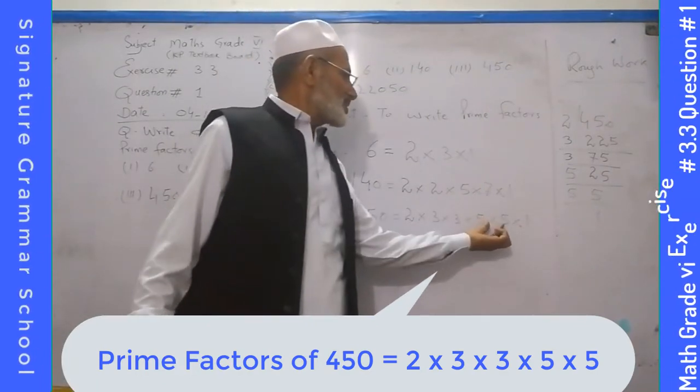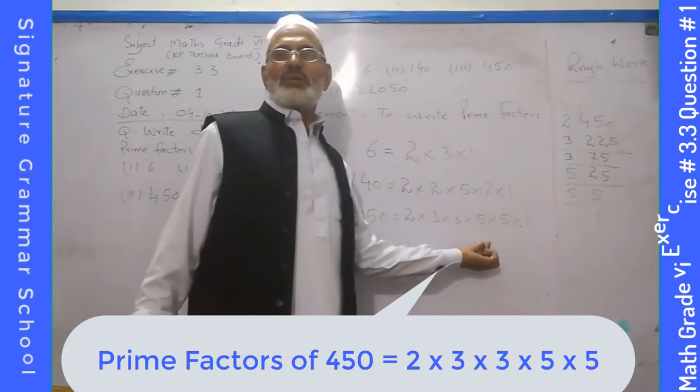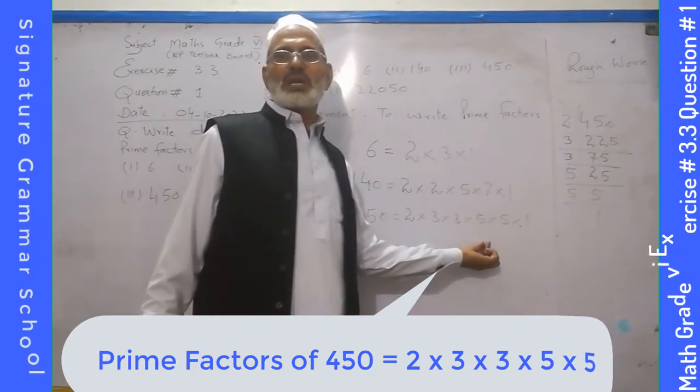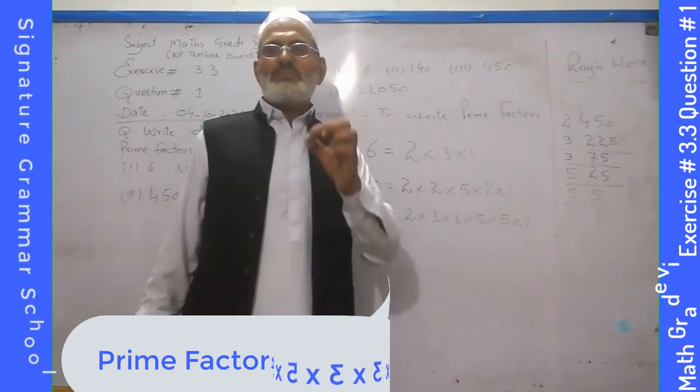I can take here 25, but 25 will not be a prime number, it will be a composite number, and we are asked to write down the prime factor.